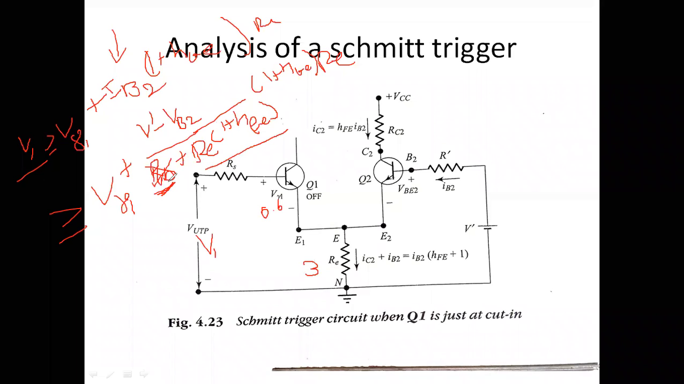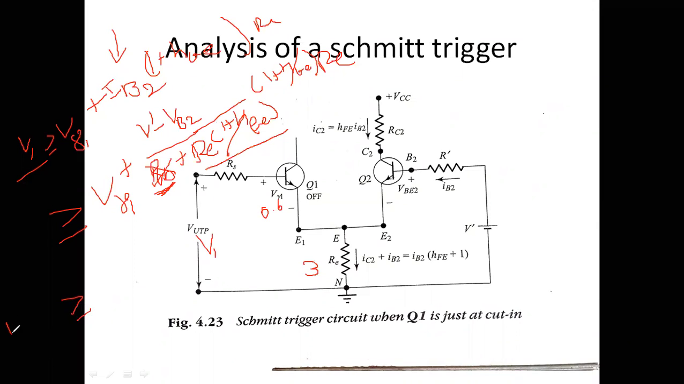Okay, if we assume that RE into (1 plus HFE) is very large compared to RB, then we can neglect the RB value. If we neglect it, the RE into (1 plus HFE) terms will be cancelled out. Therefore, you may get the V1.